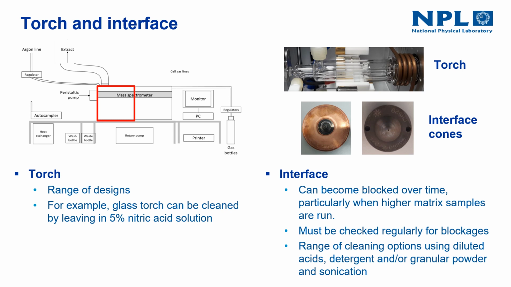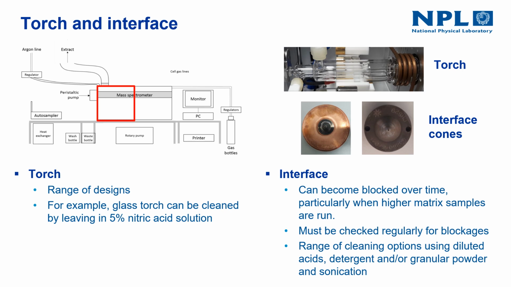As is the case with the nebulizer and the spray chamber, if there's evidence of contamination in the results that are measured, then these components can be easily removed and can be cleaned using a range of techniques depending on the design. So the torch shown here is a glass torch that can be left in a 5% nitric acid solution for a number of days if required.